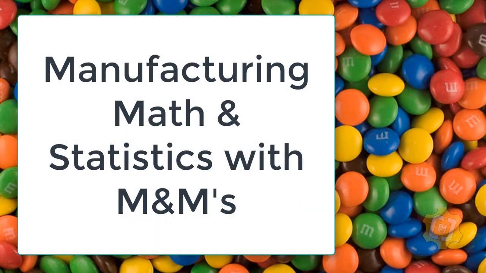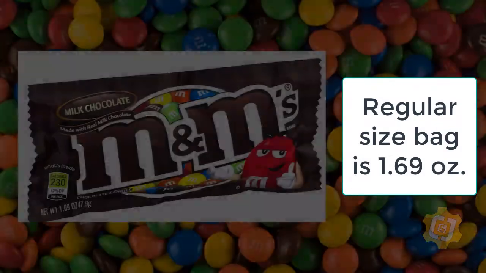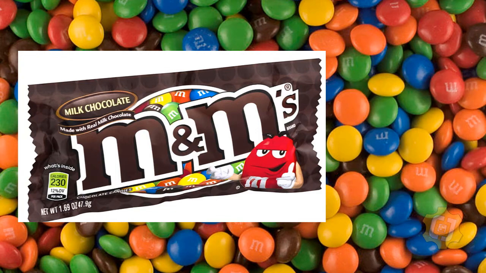So let's do a little manufacturing math and statistics with some M&Ms. We're going to use a bag of plain M&Ms. We're going to use a 1.69 ounce bag to start with. As you know, there's all kinds of different M&Ms in all different size bags. I'm going to start with a 1.69 ounce bag, and we're going to count them, and we're going to sort them, and then we're going to do some statistical analysis with them.